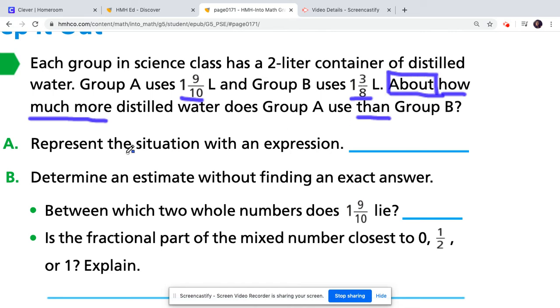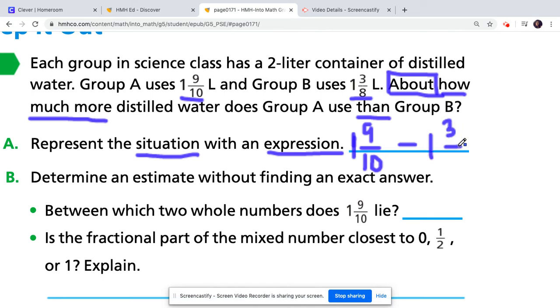Okay? So first, it wants me to go ahead and represent the situation with an expression. Keywords, expression, and the actual situation. Okay? It doesn't want me to make any estimates right now because it didn't ask for any in part A. So I'm going to go ahead and just do it. So I know that 1 9/10 is greater because it said how much more is Group A than Group B. So 1 9/10. Okay? And I know it's subtraction because of the words how much more than. So I'm going to subtract 1 3/8.